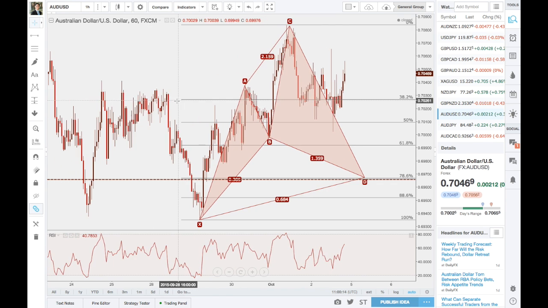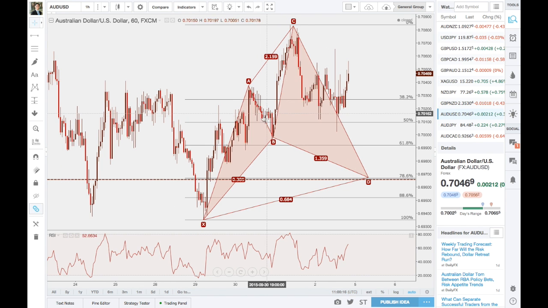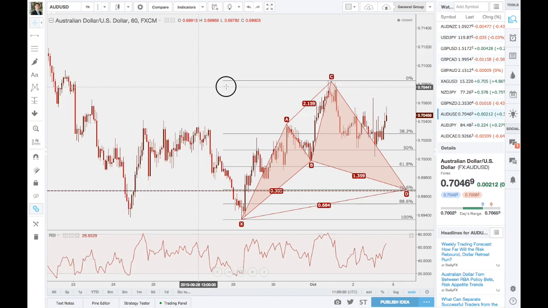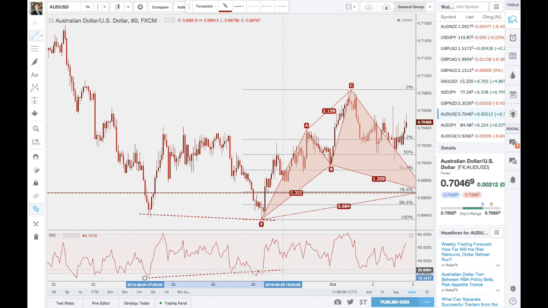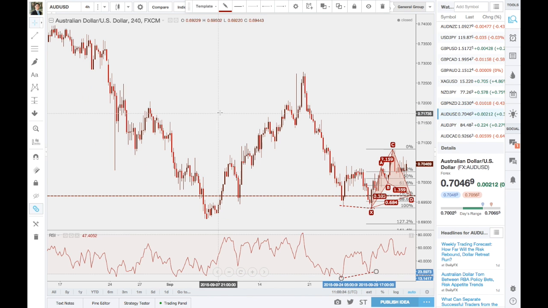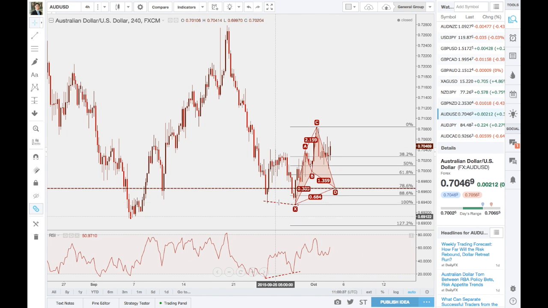Why I'm interested to monitor this setup is because if you look over here, let me pull in the tool, we have something like a double bottom, and if you look at the RSI, there's a divergence. Let me pull it up to the higher time frame. It's much clearer over there. So what we had is a double bottom and a divergence.